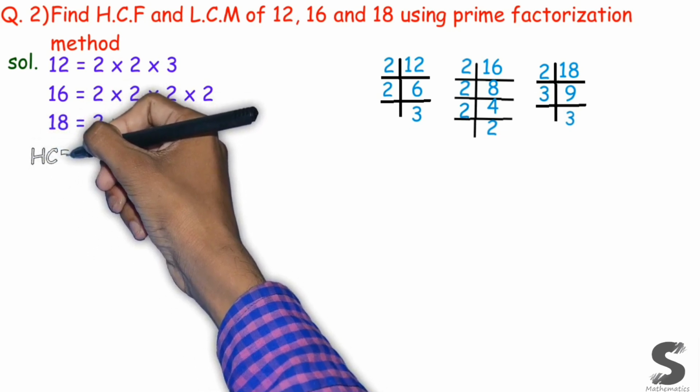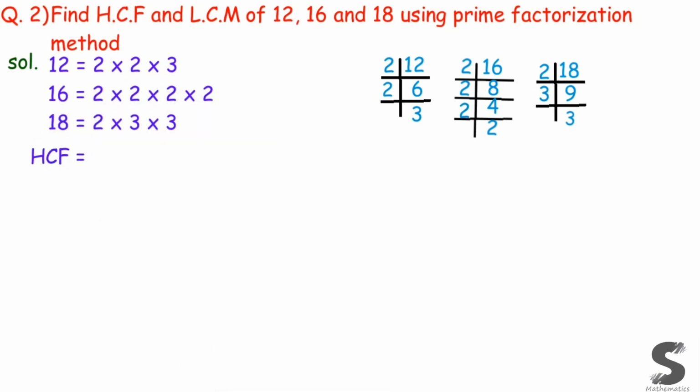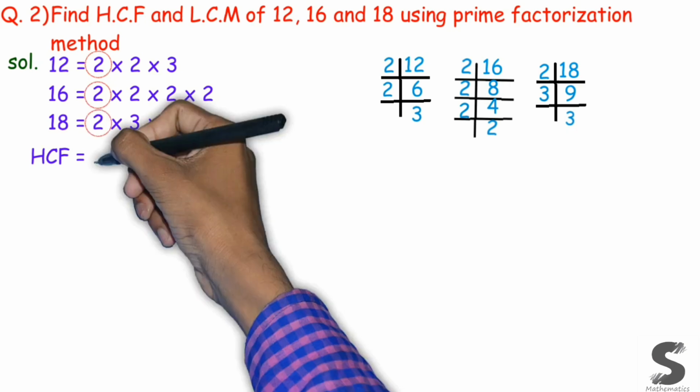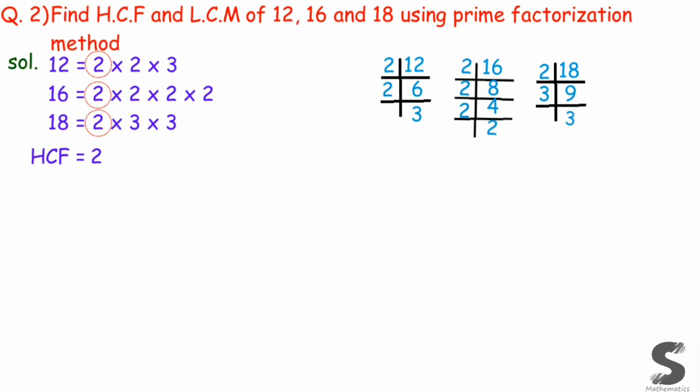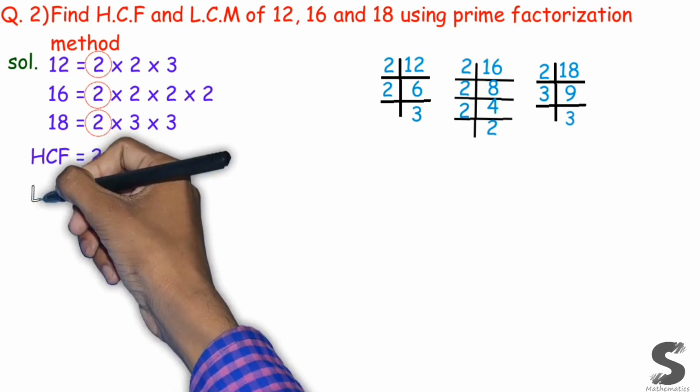Now we will write HCF. What is the common prime factor in these three numbers? Yes, it is 2. And is there any other common prime factor? No. So the HCF is only 2. Now we will find LCM.